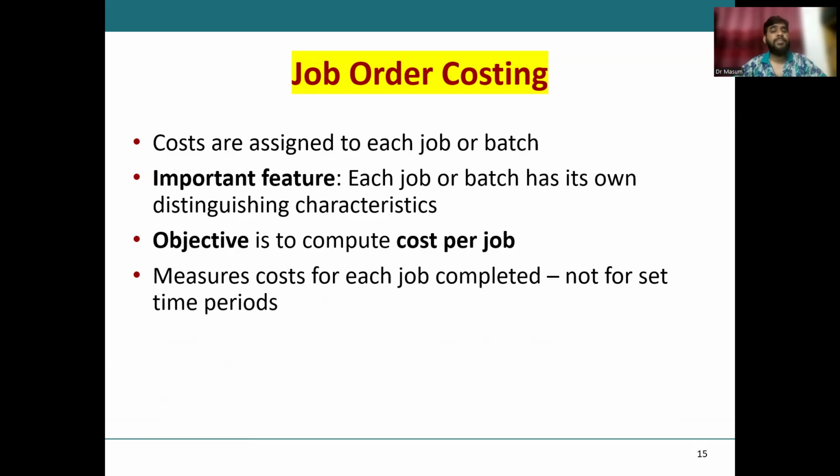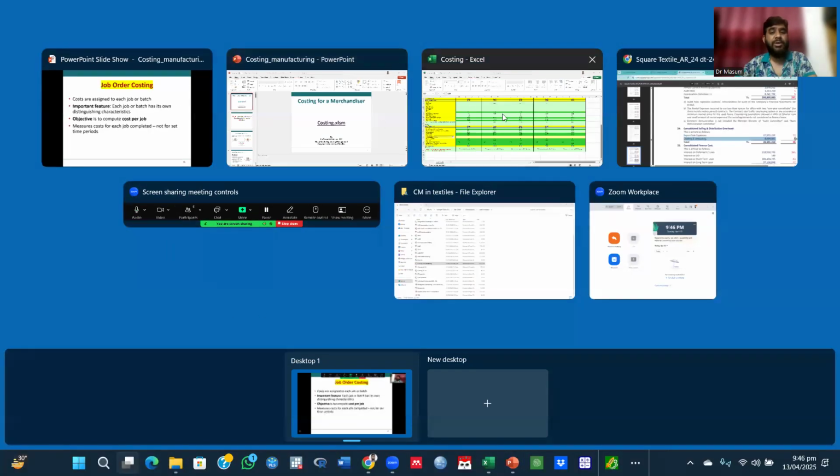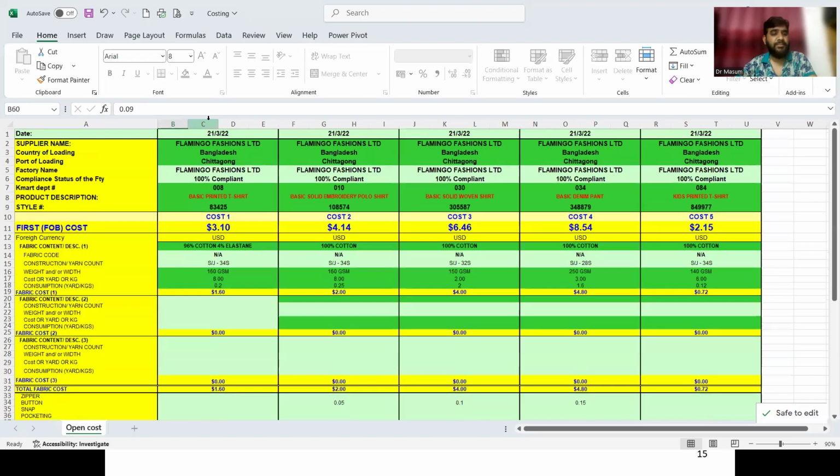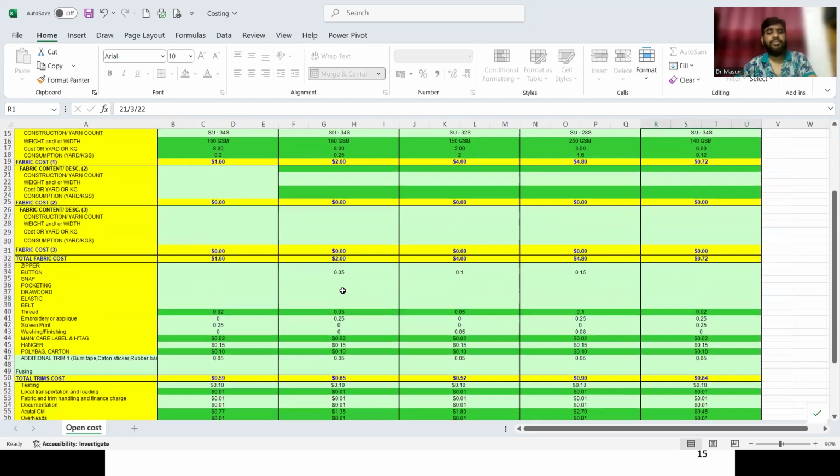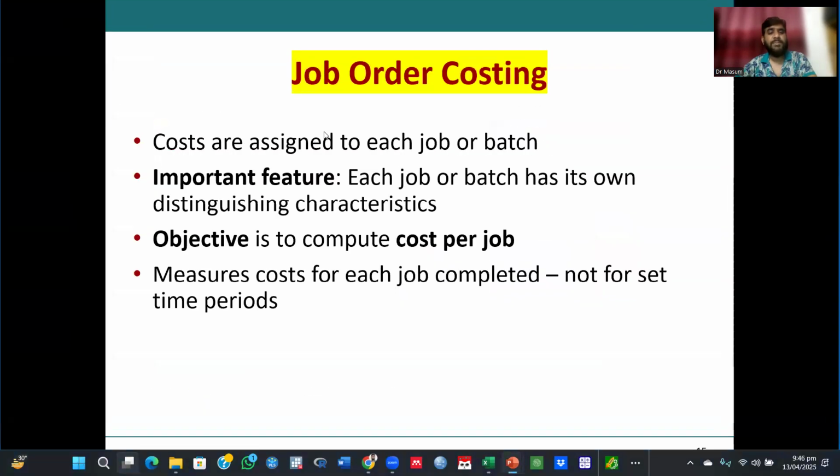Another job is coming from H&M or M&S, and the specifications and materials are different. So the same company is producing different orders, satisfying different customers. It is known as an order, a job order. So costs are assigned to each job or batch. Say for example, this is one order, this is another order, another order, another order, and everything is different, the raw materials, the labor cost, especially raw materials. So job order costing means costing for a specific job.